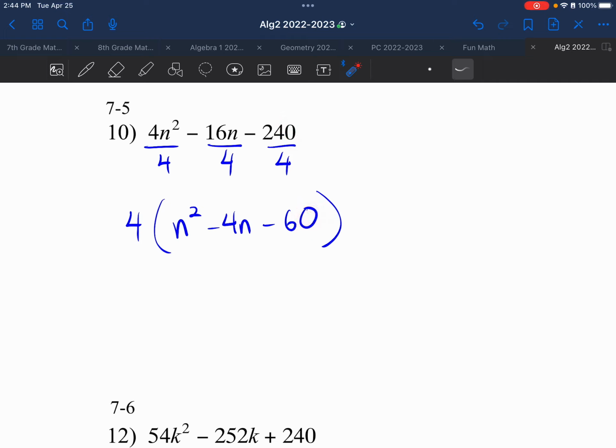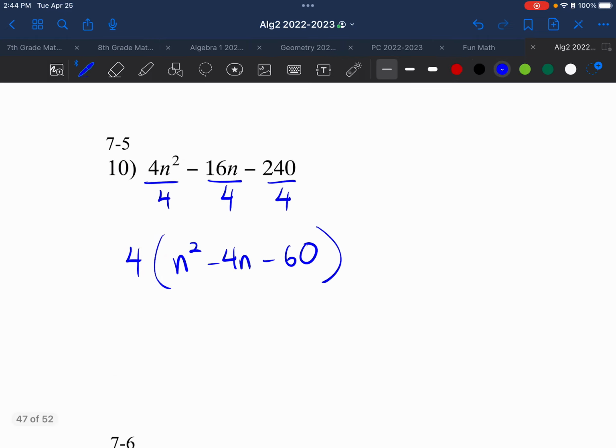All right, so now I'm going to ignore the 4 for a little bit, and I'm just going to set up a ninja star for this thing. So I'm going to do it off to the side. I'm going to say, what two numbers add to negative 4? Again, this is the add number. They add to negative 4, and at the same time, they multiply to negative 60.